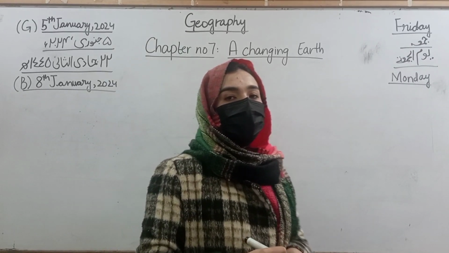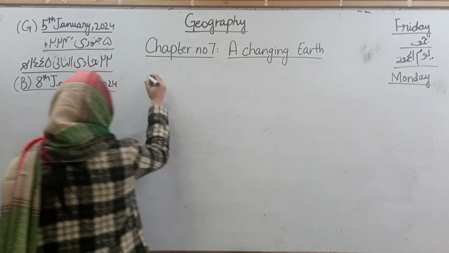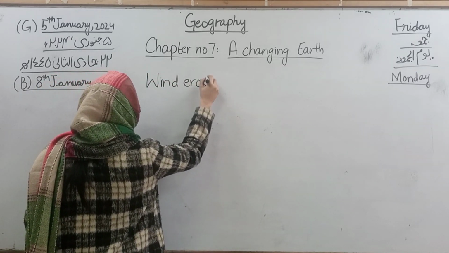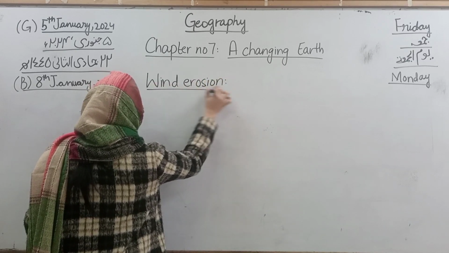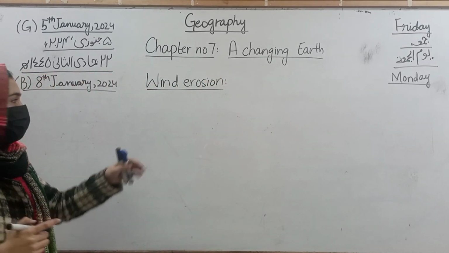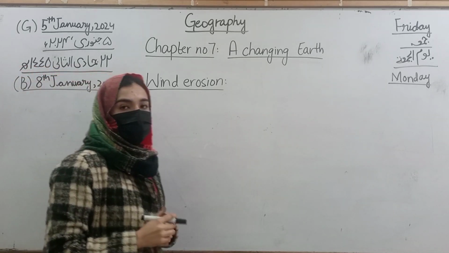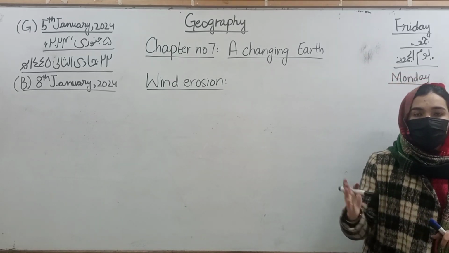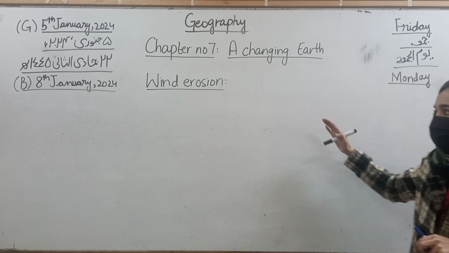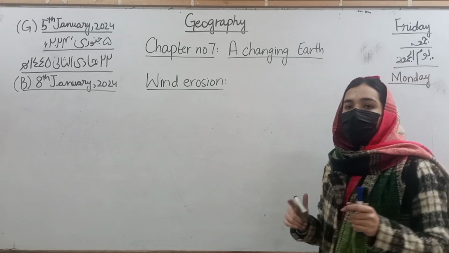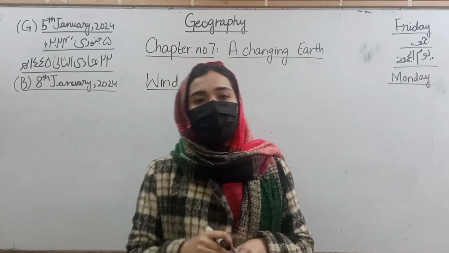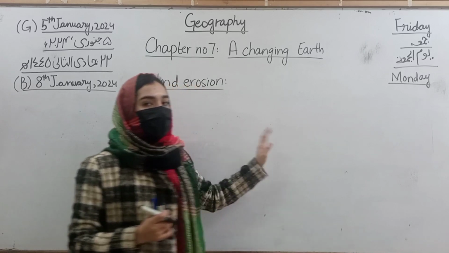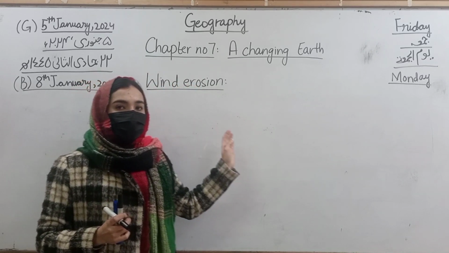We are going to start a new topic, which is wind erosion. Which things come into your mind first on seeing wind erosion? How does wind erosion occur? Yes, good. By wind. The erosion that happens with the help of wind causes the movement of sediments or very tiny soil particles from one place to another. This is how wind erosion occurs.